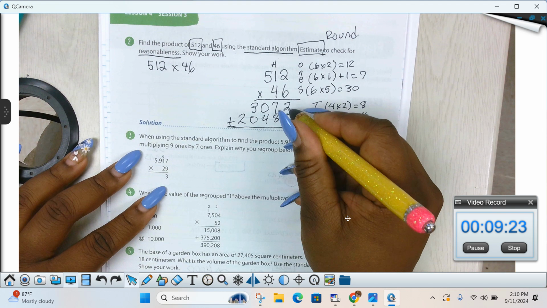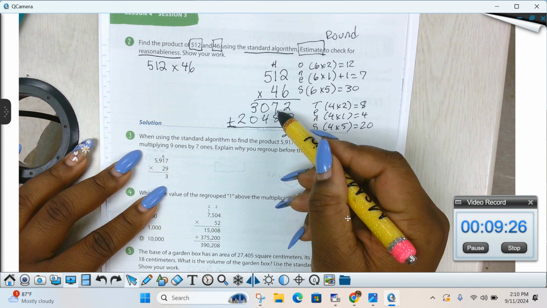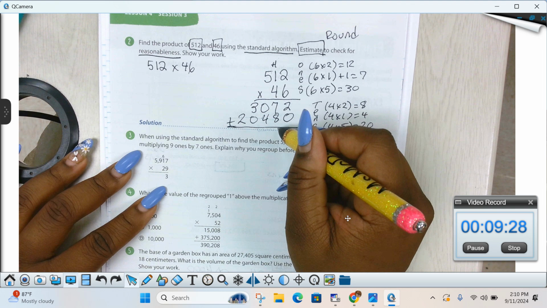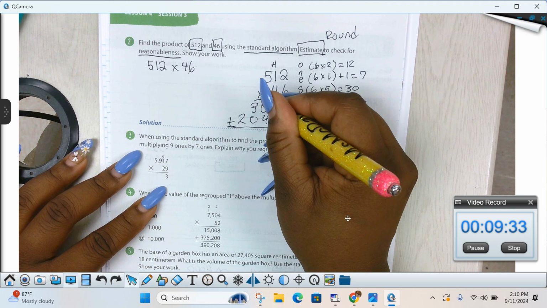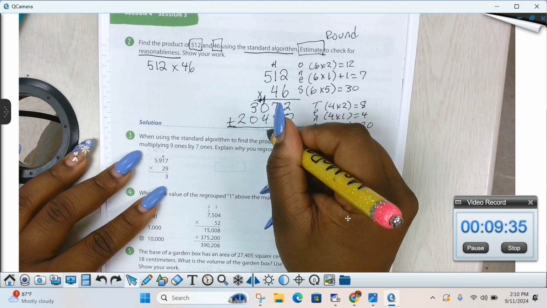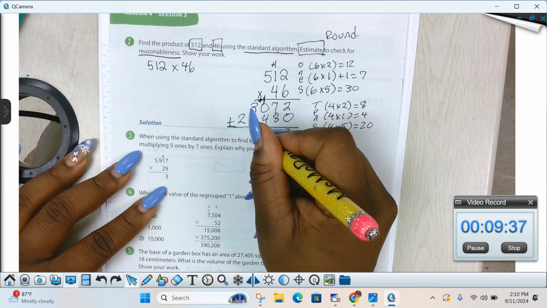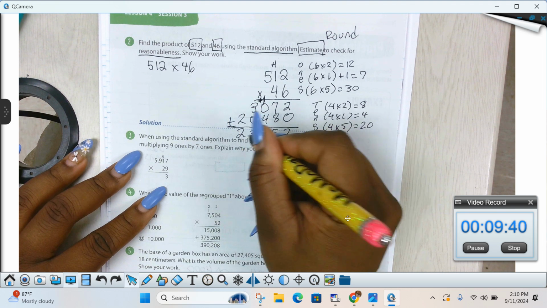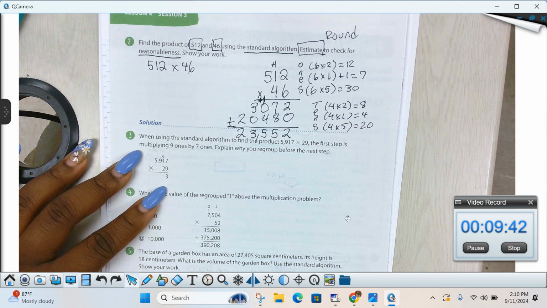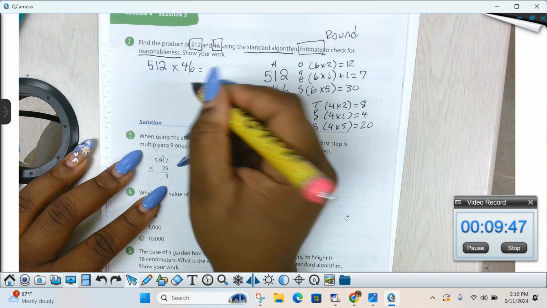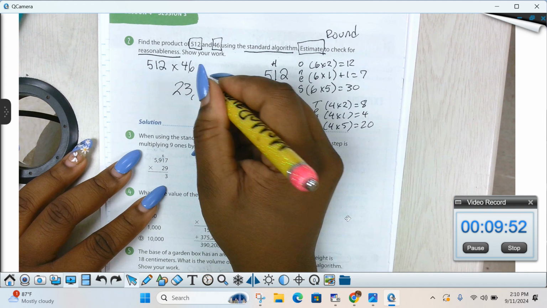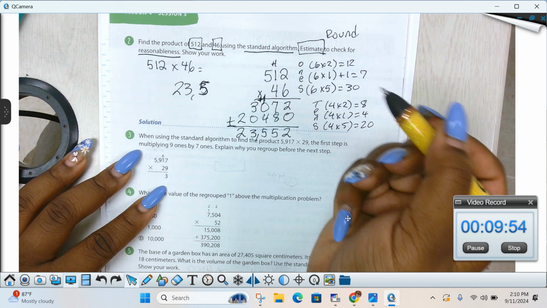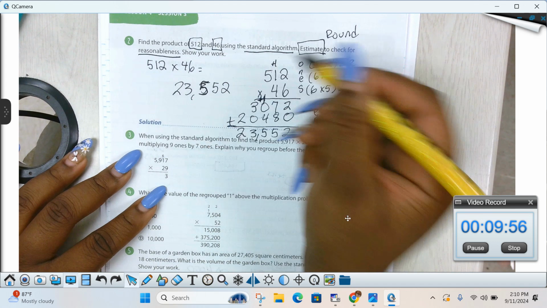All right, a little rusty, but you're there. 2 plus 0 is 2. 7 plus 8 is, it's not 16, it's 15. Carry my 1. We're going to do 1 plus 4, 5. 3 plus 0, 3. And then just drop your 2 down. So what's my answer? 23,552. So the answer is 23,552.